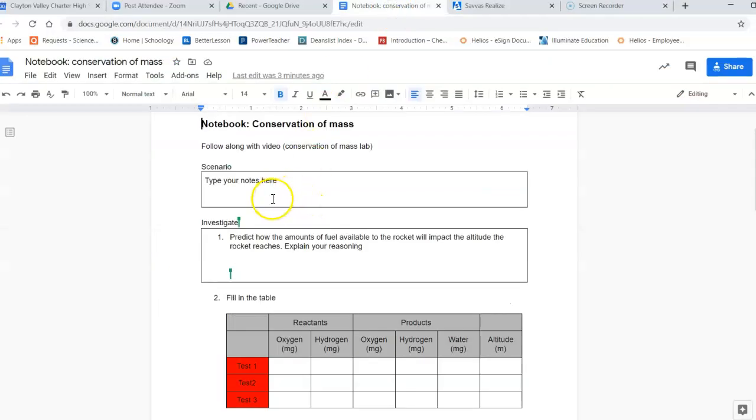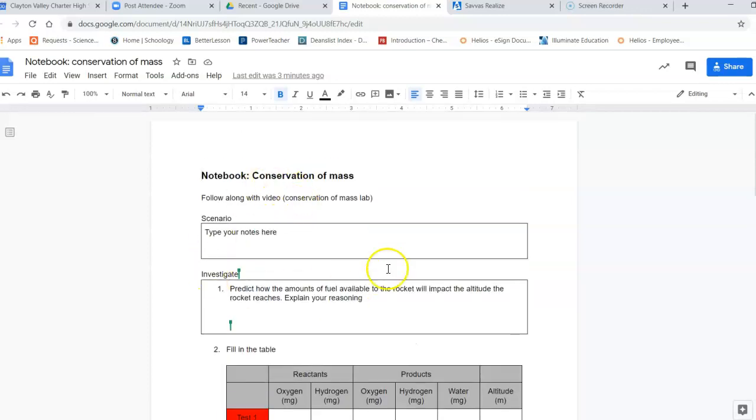All right, so I'll be running a simulation called conservation of mass, and I would like for you to watch the simulation and follow along with the notes. You're going to be collecting data. So let's begin. You should have this open as you watch this video.